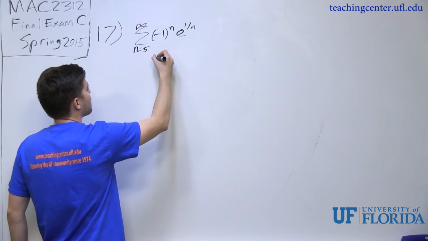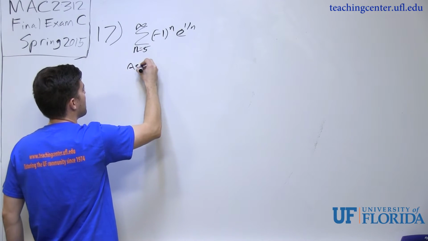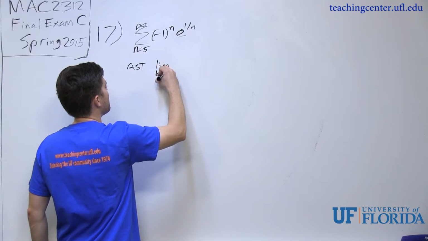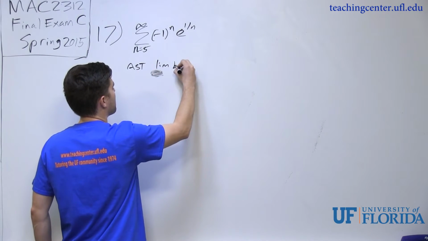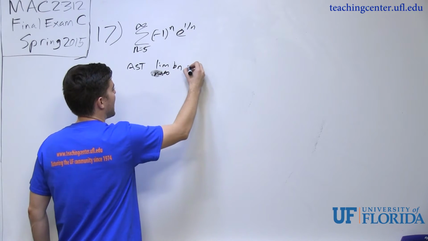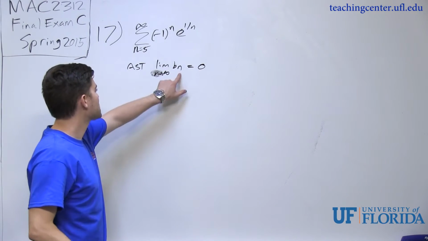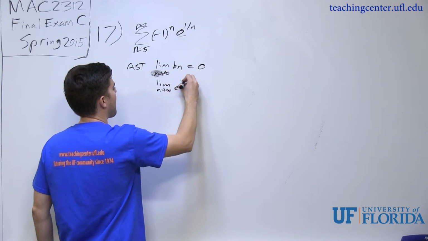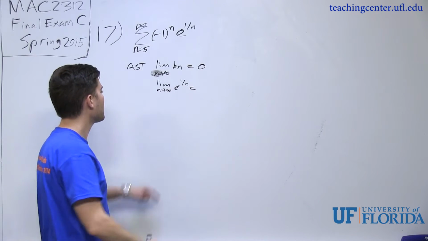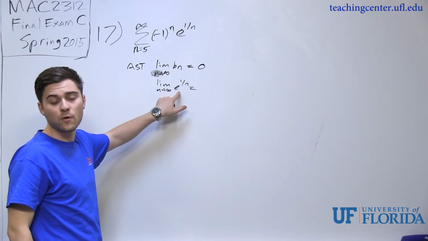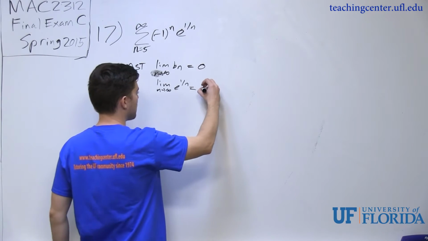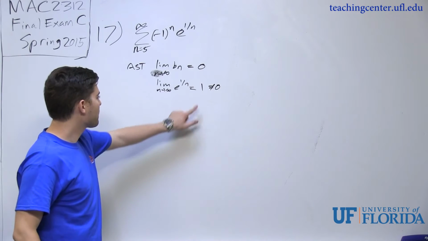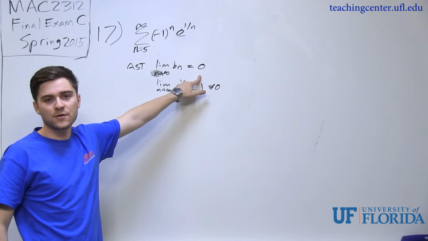If I apply the alternating series test, remember AST, the first thing that it has to satisfy is that the limit of b sub n as n approaches infinity has to be equal to 0. In this case, my b sub n is e to the 1 over n. If I take the limit of that as n approaches infinity, do I get 0? Well, if I plug in infinity, 1 over infinity is equal to 0, but e to the 0 is 1, because anything to a 0 power is always 1. 1 is not equal to 0. Therefore, this doesn't pass the alternating series test.